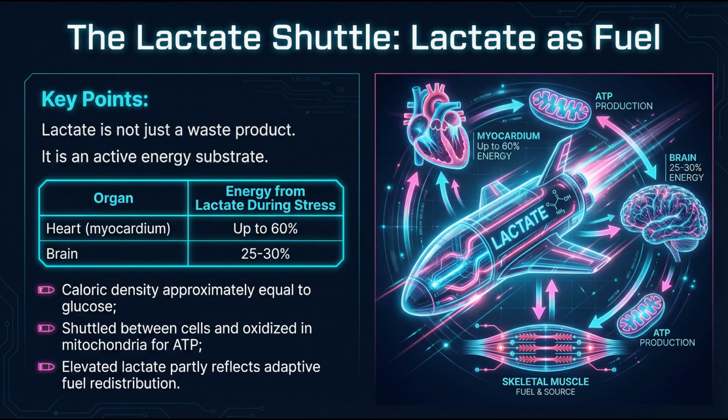We also need to reframe lactate as a fuel. The lactate shuttle theory shows us that lactate is not just waste. The heart uses lactate for up to 60% of its oxidative metabolism during stress. The brain uses it for 25 to 30% of its energy. Lactate is a highly efficient, easily transportable energy source that your body relies on during critical illness.